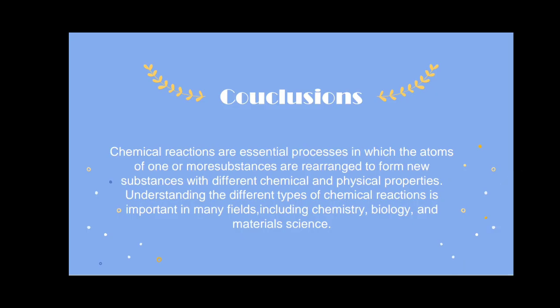That is the end of our presentation. However, I'd like to quickly summarize that chemical reactions are essential processes in which the atoms of one or more substances are rearranged to form new substances with different chemical and physical properties. Understanding the different types of chemical reactions is important in many fields, including biology and material science.